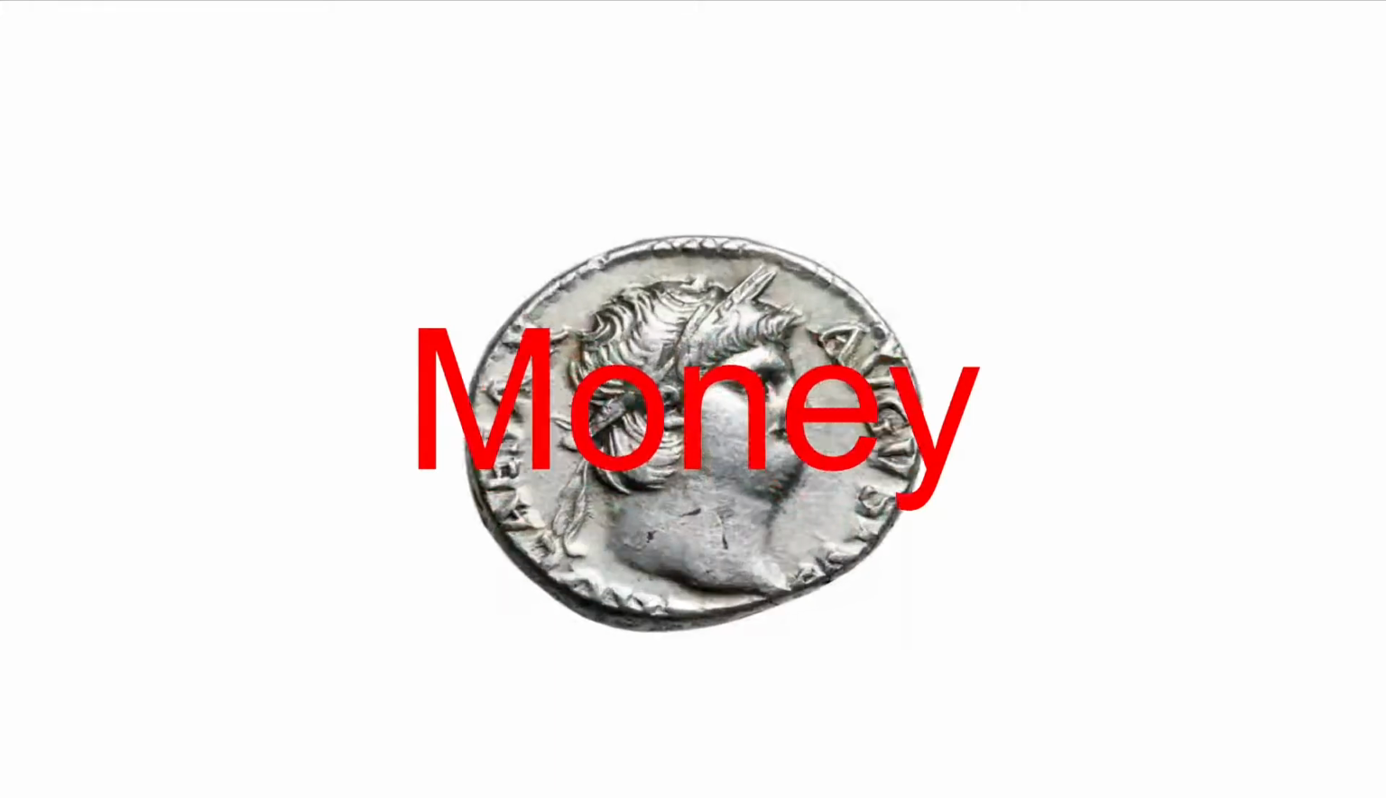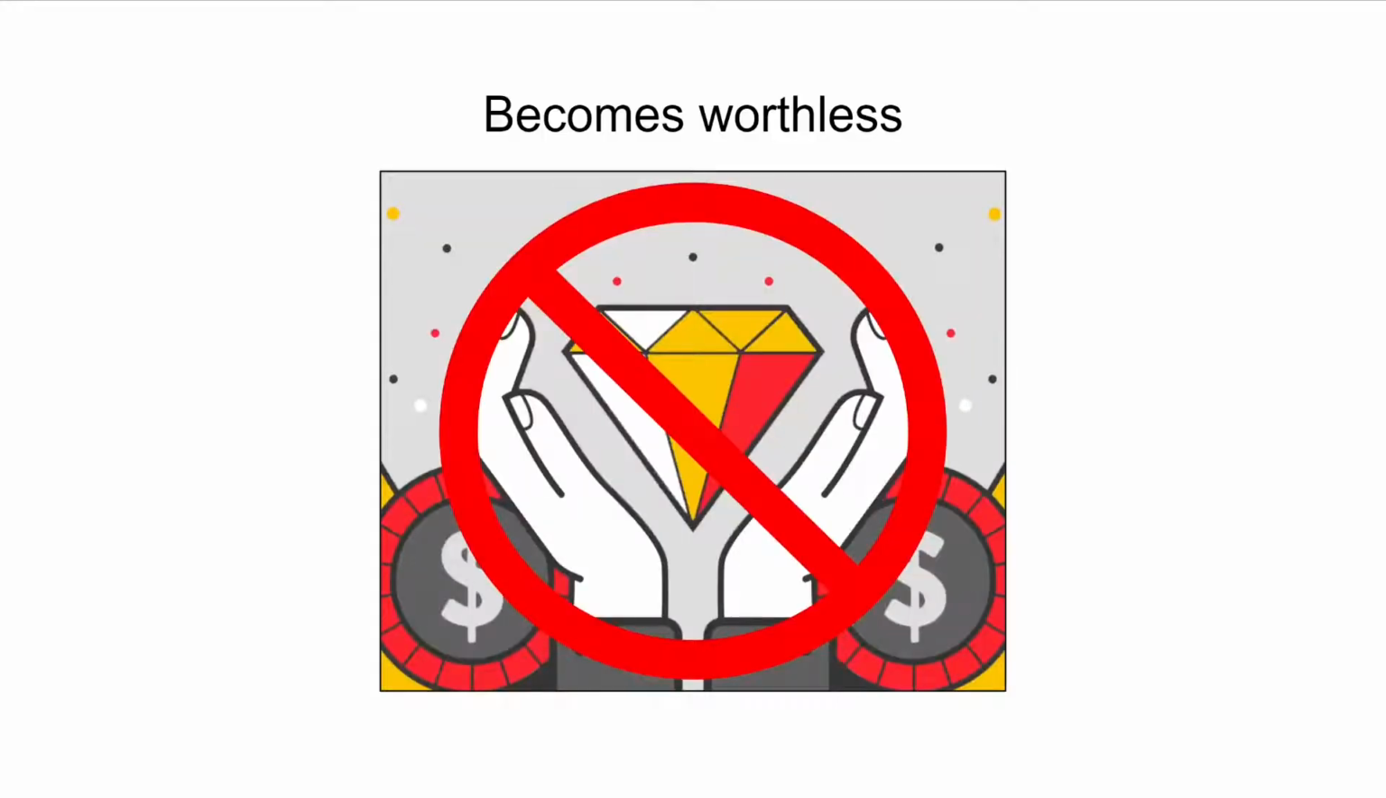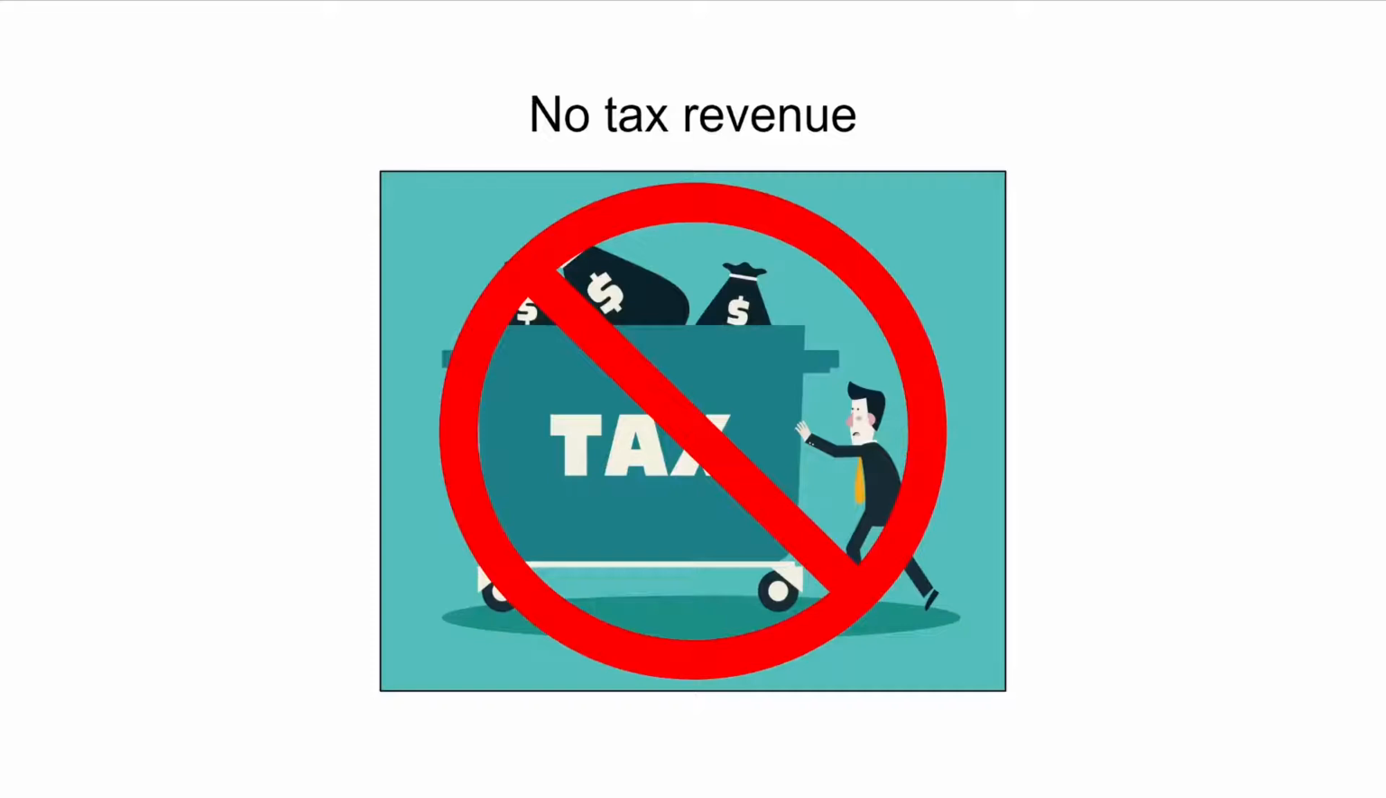Finally, there's money, the last and most consequential material that the Romans used for toilet paper. It becomes worthless and loses value. So there's no tax revenue because citizens can't pay taxes and the IRS takes them.